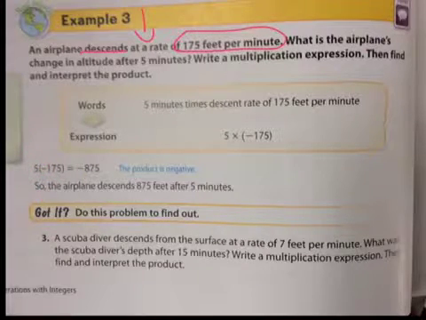And there's your therefore statement. Therefore, or so, the airplane descended 875 feet after 5 minutes, which was the question. What is the airplane's change in altitude after 5 minutes? Well, the change is 875 feet.